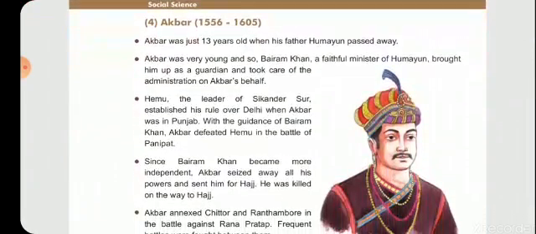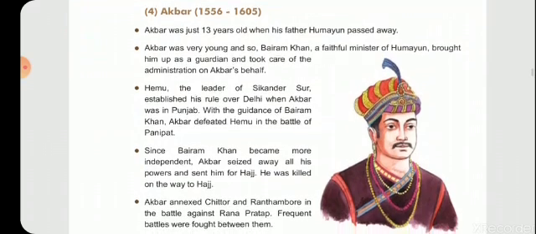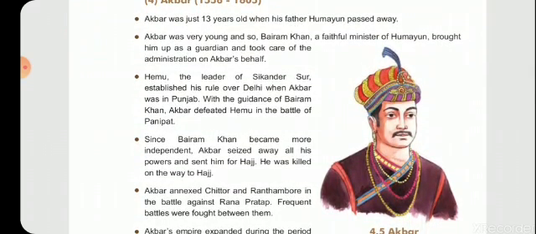Akbar. From 1556 to 1605, Akbar was there. Akbar was just 13 years old when his father Humayun passed away. He was very young, a boy of 13 years, when Humayun passed away. Akbar was very young, and so Bairam Khan, a faithful minister of Humayun, brought him up as a guardian and took care of the administration on Akbar's behalf.